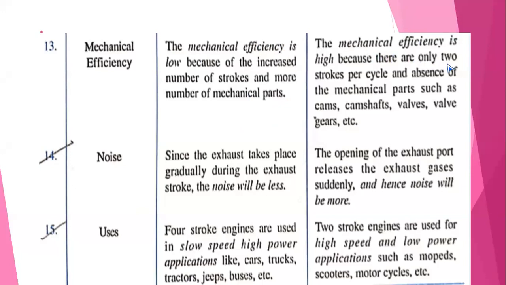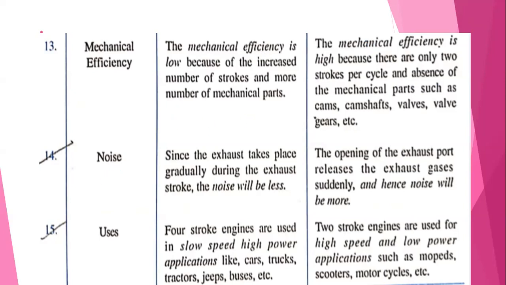of the two-stroke engine, because one cycle of the engine is completed in a two-stroke engine. That is, by the two strokes of the piston, one cycle is completed. Due to that, there will be less noise, less vibration, less friction. Due to that, the mechanical efficiency of the two-stroke engine is high when it is compared to the four-stroke engine.